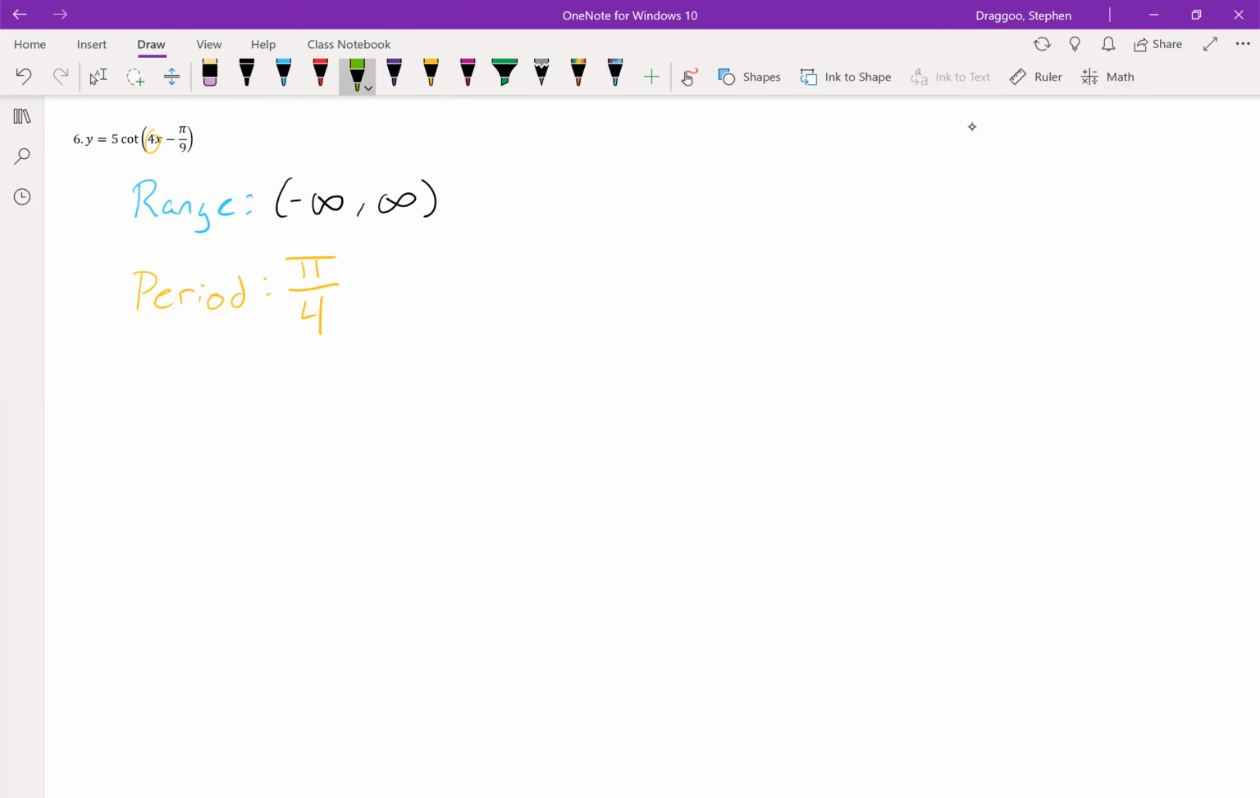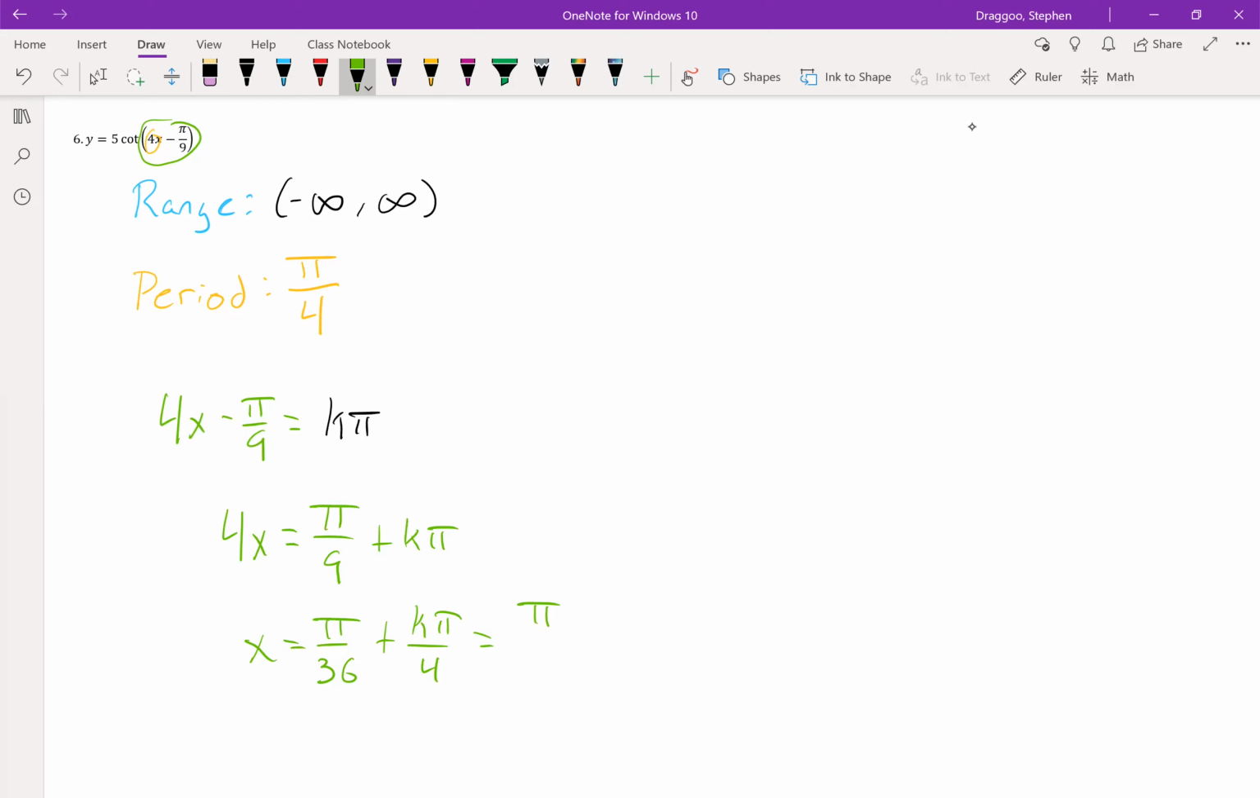And for the equation of the asymptotes, 4x minus pi over 9, this is just equal to k pi. And solve for x. So 4x is equal to pi over 9 plus k pi, meaning x is pi over 36 plus k pi over 4, or pi plus 9k pi over 36.